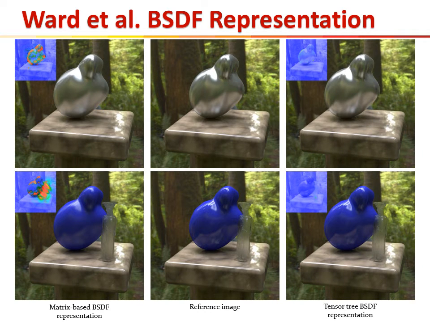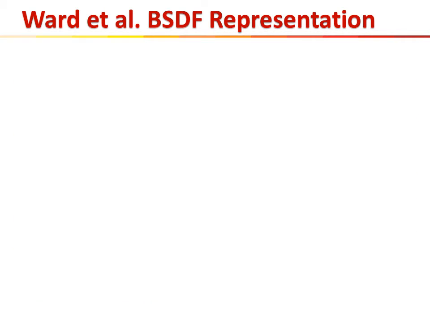Tensors can be considered as a direct extension of vectors and matrices. We use rank 3 tensors and rank 4 tensors to represent isotropic and anisotropic BSDF data respectively. In tensor tree BSDF representation, to map dimensions in the tensor tree to dimensions on each hemisphere, Shirley-Chiu mapping is used.